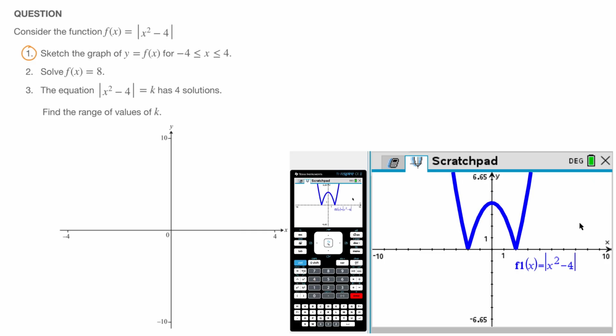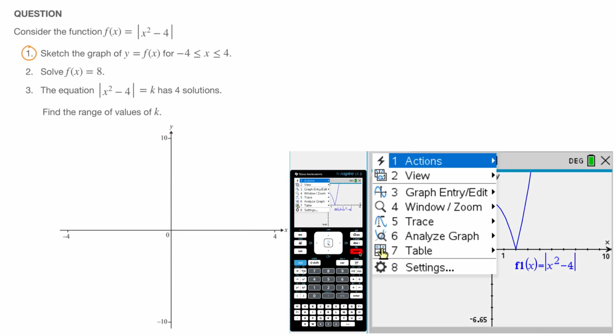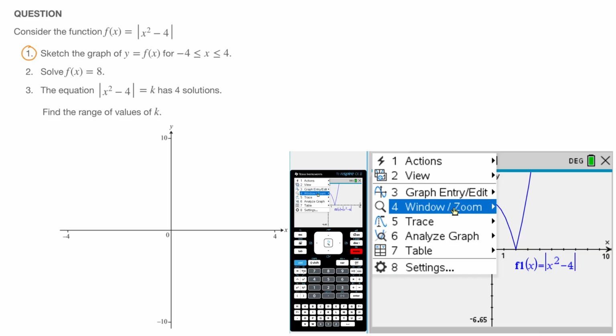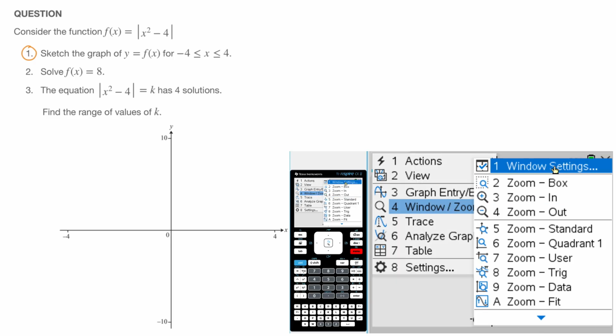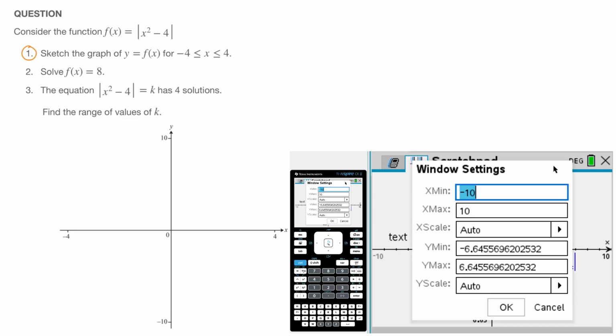The next thing I do before doing anything else is adjust my window settings on my calculator to match the XY grid that's given to me in this question. And so for that, I'll go ahead and click on Menu, followed by the fourth option, Window/Zoom, followed by the first option, Window Settings. So I click on that. Now for my x-min, or minimum x value, I need to enter negative 4. So I type negative 4. And for my x-max, or maximum x value, I need to type 4.